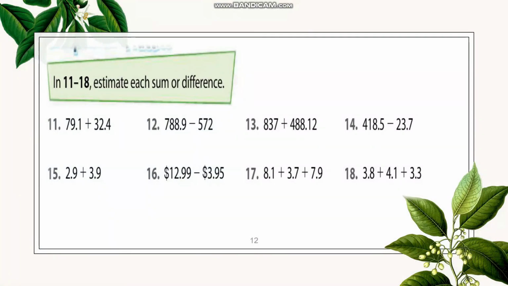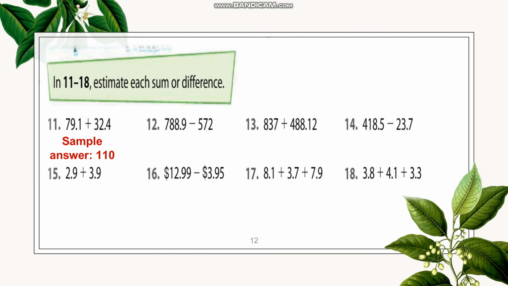Now, it's your turn. You need to estimate each sum or difference. Pause the video and answer the given questions. Okay, so let's check. So the possible answer for number 11 is 110 because 79.1 becomes 80 and 32.10 becomes 30. So 80 plus 30, that is 110. So that's only the sample answer.